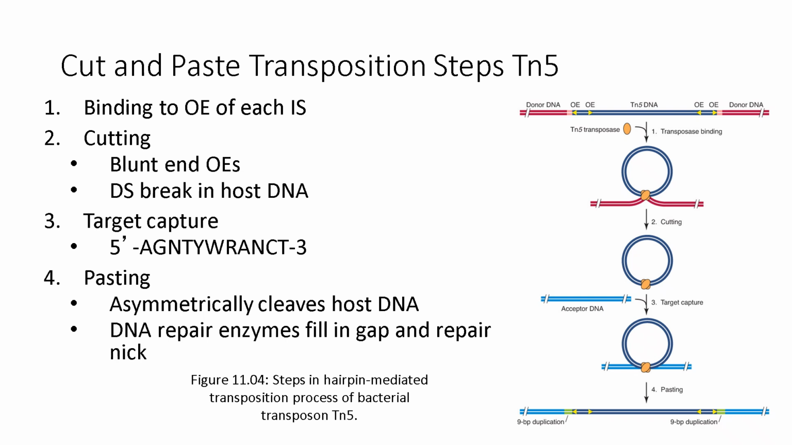Let's walk through the process. First, the transposase binds the outer ends of these elements. It then cuts at these sites, generating blunt ends. A double-strand break is introduced at the target site in the host DNA. The transposon is then inserted, and the host DNA repair enzymes fill in the gaps and seal the nicks.